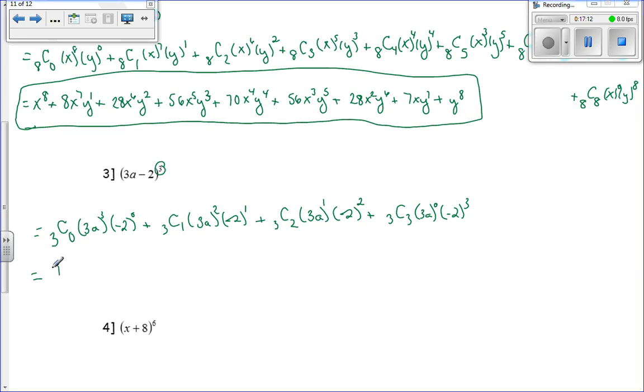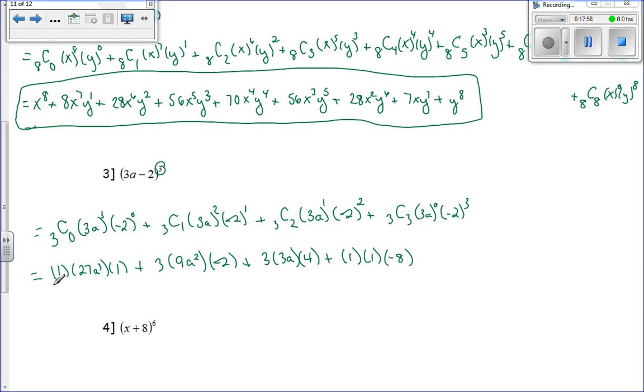3c0 is 1, 3a to the third would be 27a cubed, negative 2 to the 0 is 1. 3c1 is 3, 3a squared is 9a squared, negative 2 to the first power is negative 2. 3c2 is 3, times 3a to the first is 3a, negative 2 squared is 4, plus 3c3 is 1, 3a to the 0 is 1, negative 2 to the third is negative 8.